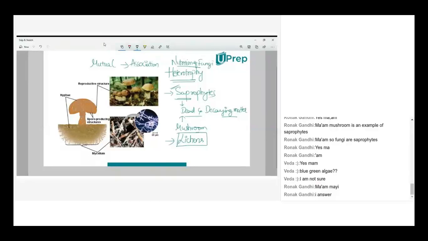Ronak, do you know what is meant by lichen? Yes, go ahead. Ma'am. Yeah, go ahead. No problem.